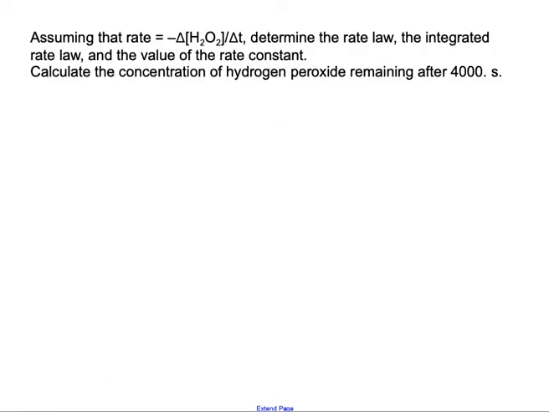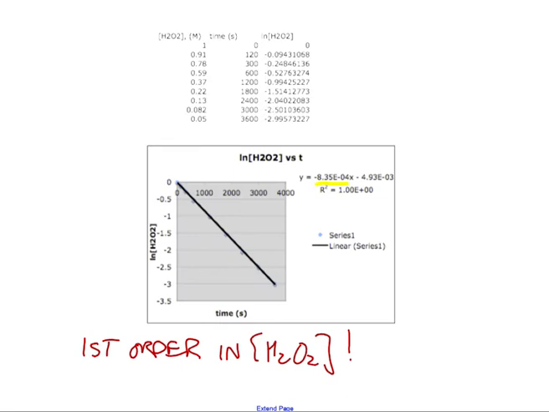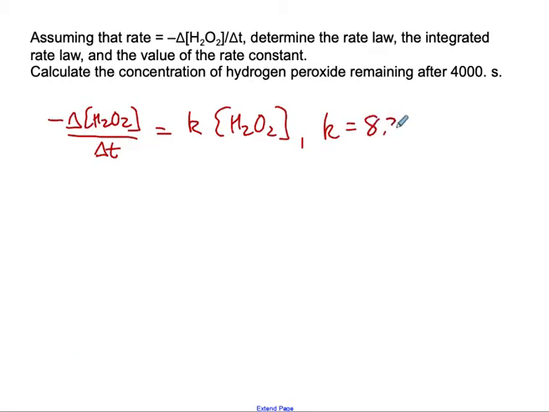So let's finish the problem. I can now simply write the rate law. The decrease in concentration of hydrogen peroxide with respect to time is equal to k times the concentration of hydrogen peroxide, where k is equal to, let me check that number again, 8.35 times 10 to the negative fourth. And because time was measured in seconds, I know that the unit on k is going to be reciprocal seconds.